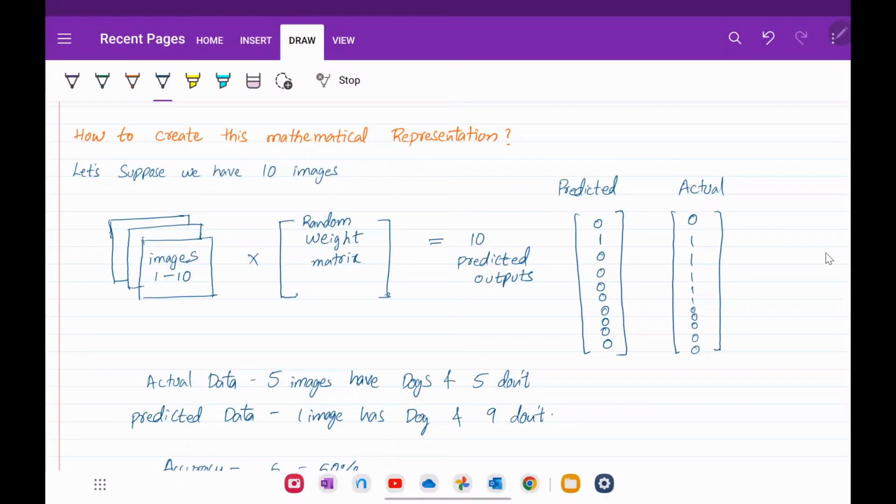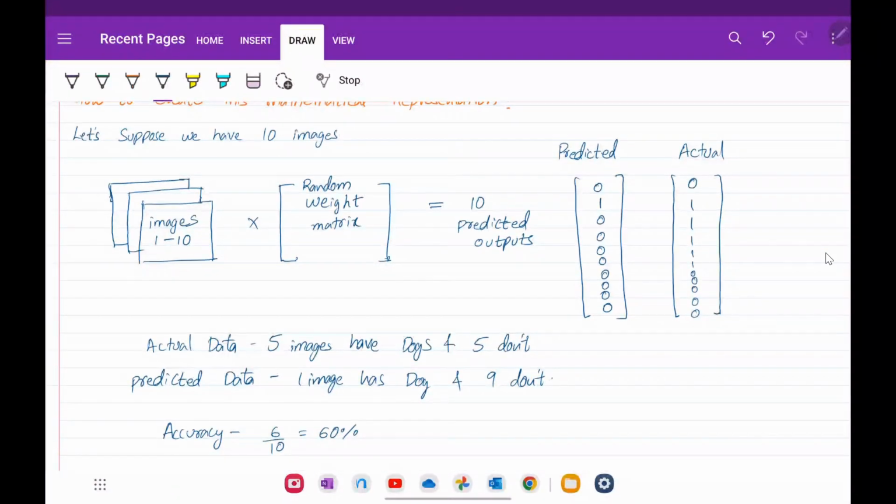Let's take a hypothetical example of 10 images, and let's say we created some random numbers in the weight matrix. This might be as simple as 0, 1, 2.5, 77.2, etc. We have these constant weights. This is a fixed matrix. This matrix has fixed values, and we multiply our images with these values.